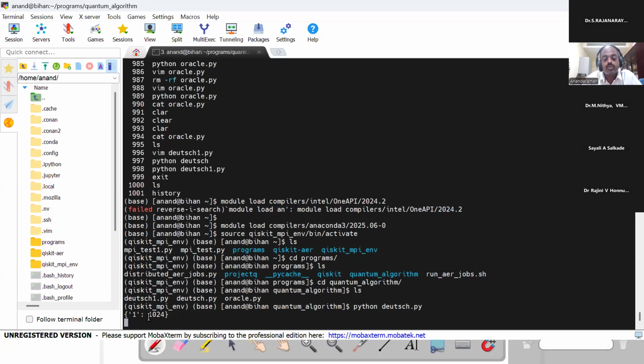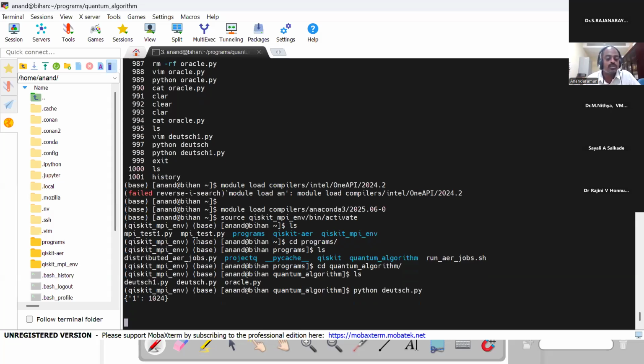Okay. In quantum computer, if you ask classical computer, what is the result of 2 plus 2? Always it will tell 4. How many times you ask, it will tell the same answer. But in quantum computer, if you ask 2 plus 2, sometime it will tell 4, sometime it will tell 3, sometime it will tell 2, sometime it will tell 0 also. So you have to run multiple times, and the maximum number of times it will tell the correct answer. So I'm running this same thing for 1024 times. So now I'm getting 1. That means this function is constant or balanced.